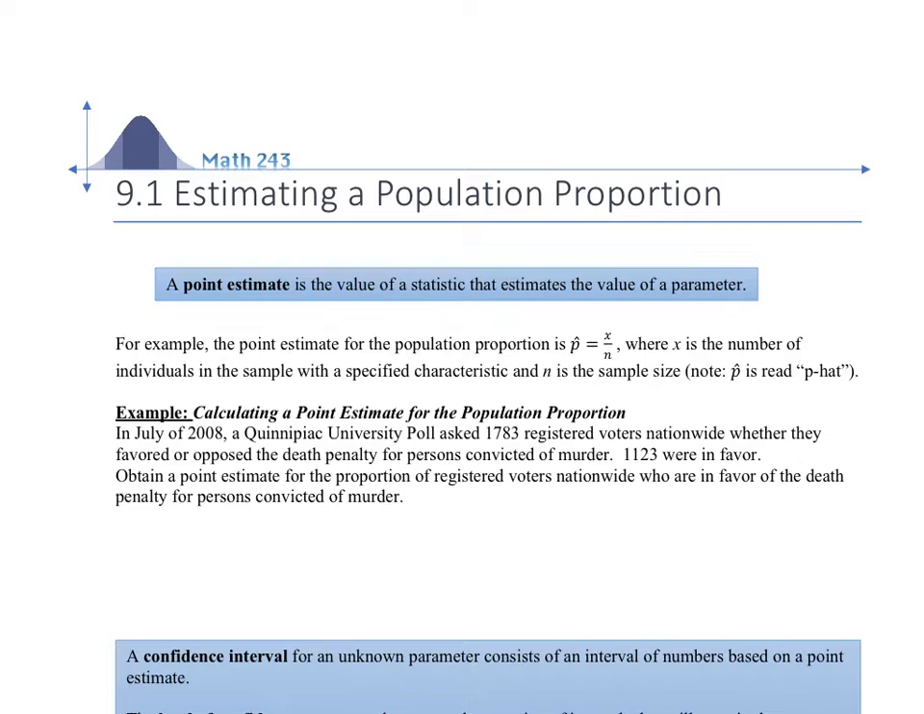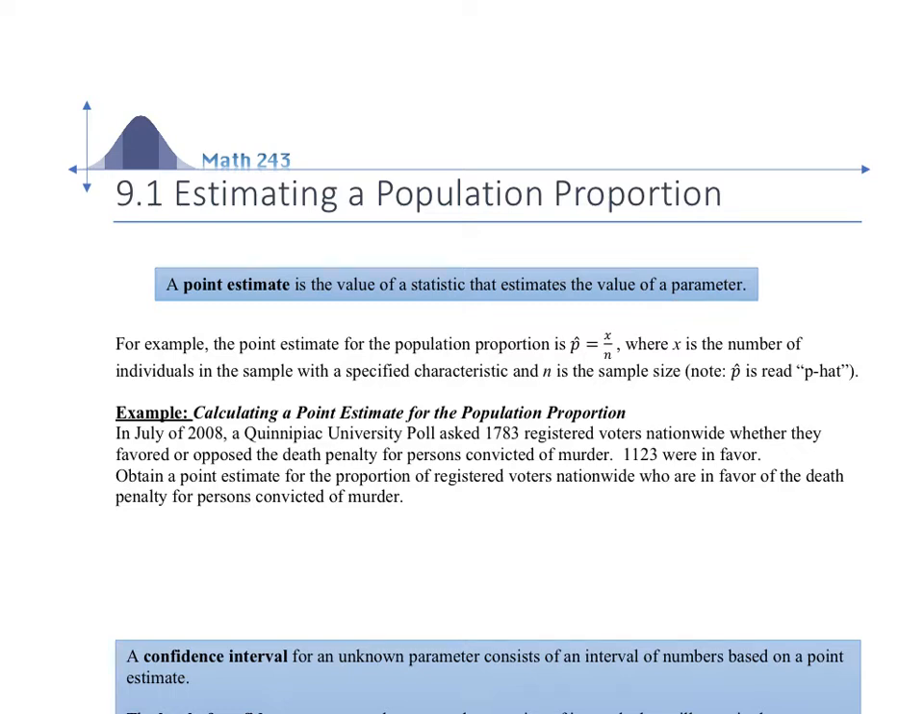And somebody might report that 27% of all vehicles on the road are gray. That is a population proportion because it's a percentage. So a point estimate is a number that we get from a sample that estimates the value of a parameter.